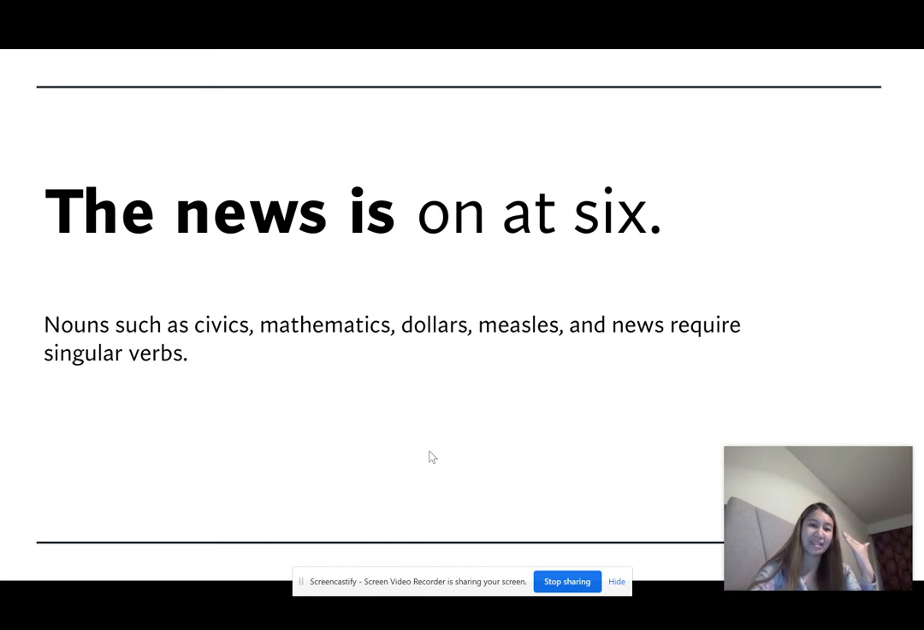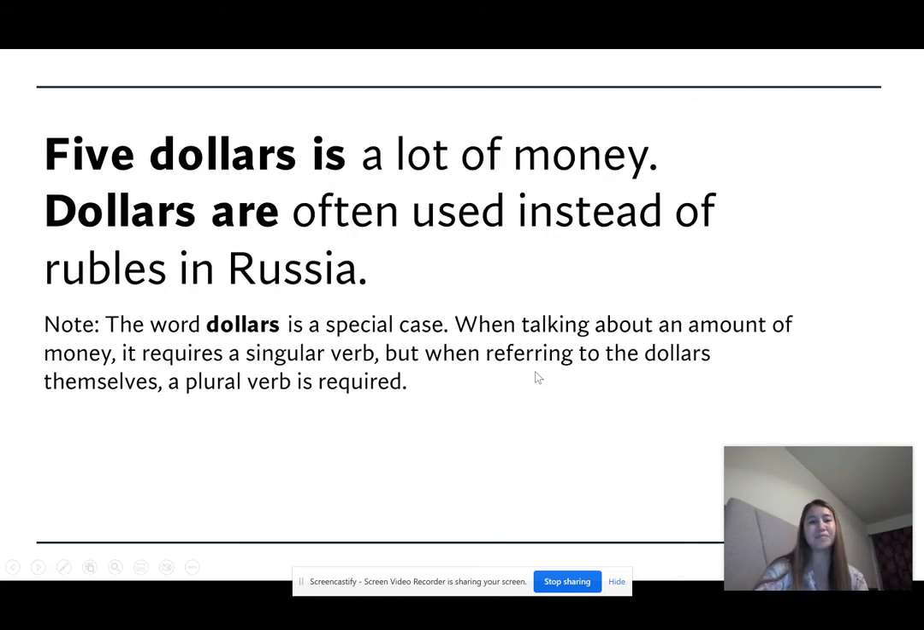Automatically, our mind tells us, oh, it ends with s or it ends with es, therefore it's a plural subject, so we need a plural verb. But if you have to memorize, look at this: civics, mathematics, dollars, missiles, and news, they all require a singular verb. The news is on at 6. $5 is a lot. No.